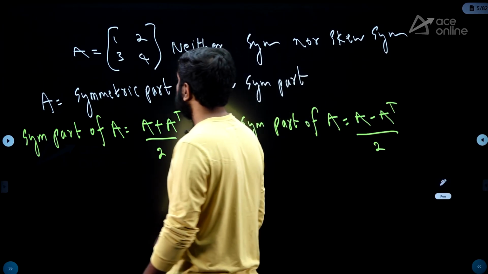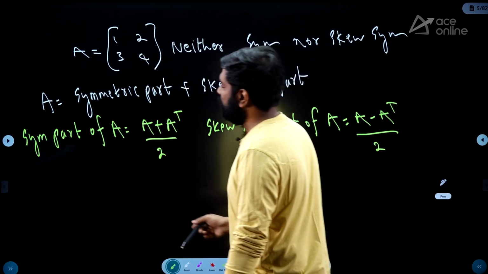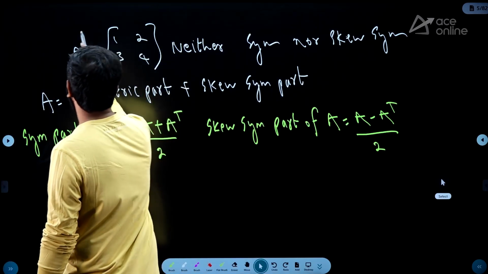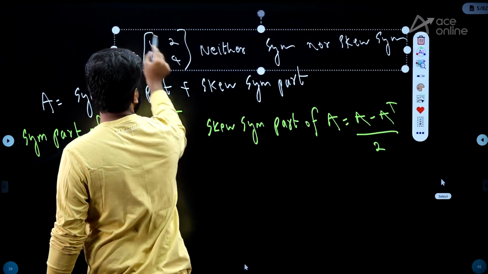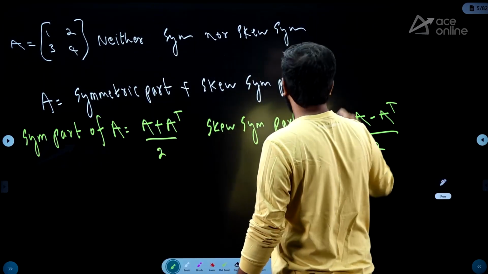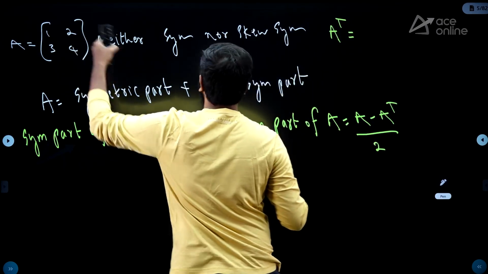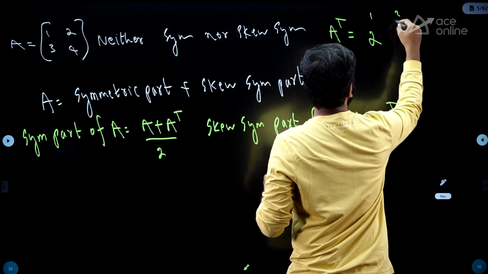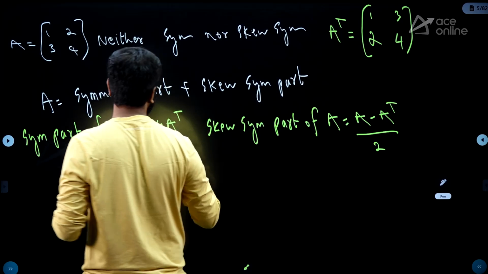Sir, how do you say that? Okay, so find A transpose as well. Let me adjust it here. This is A. I need to write A transpose so that I can add and subtract them properly. What is A transpose? This is a row, write it like a column. This is a row, write it like a column. Now, A plus A transpose by 2.